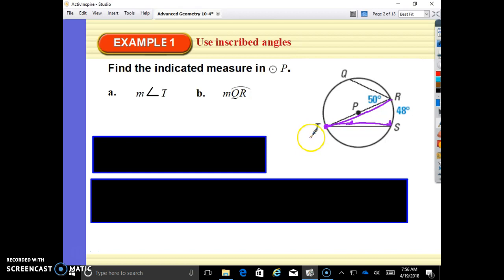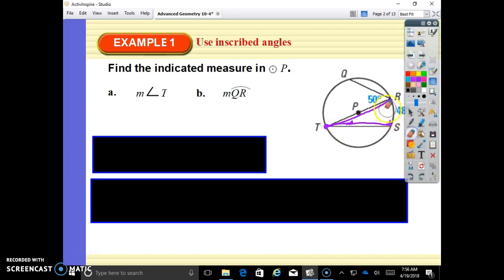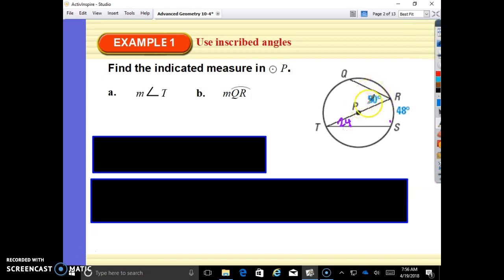So, what is my rule here? You guys copied this in the copy for your notebooks. What's my rule? It is half of it. So if this is 48, then this is 24. So if this is 50, what is QT? QT is 100. All right, so angle T is 24 degrees.